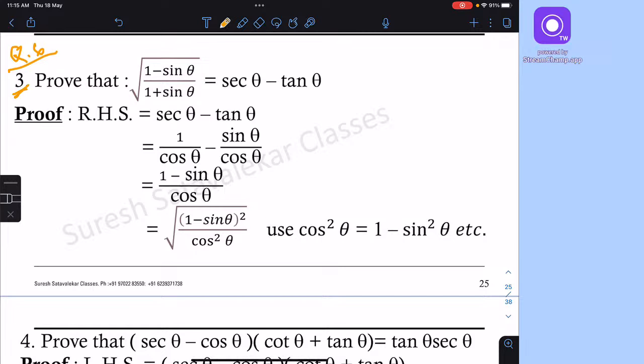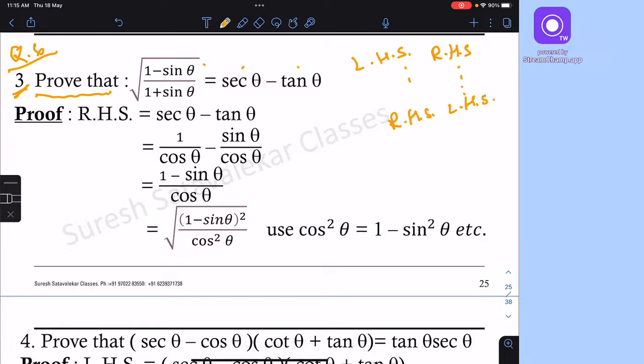Prove that under root 1 minus sin theta upon 1 plus sin theta is equal to sec theta minus tan theta. Now whenever we are attempting problems of the type prove that, either we can start from the left hand side and go on simplifying. If we reach the right hand side, well and good. We may start from the right hand side, go on simplifying, and we may reach the left hand side. That is also well and good.